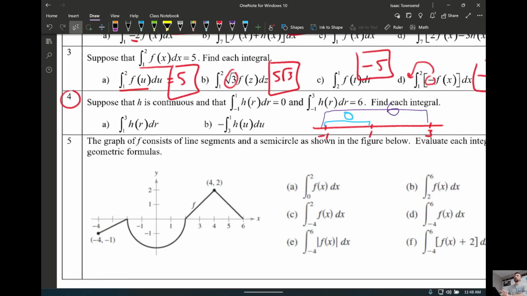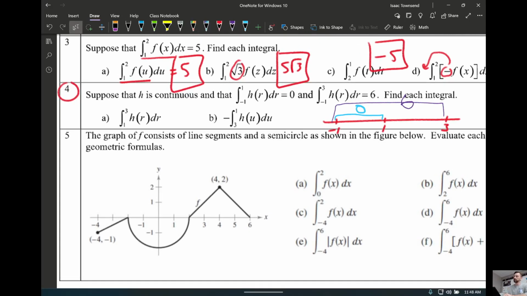Okay, so for these two, I tried to make a little bit of a visual to help you visualize this. If you know how much area there is from -1 to 1, that's 0. And you know how much area there is from -1 to 3. Sometimes making a little visual like this helps you figure out what you should be looking at. If this area is 0, but this whole thing is 6, then the area from 1 to 3 must be 6. That gives you a little bit of a visual to see how those things are comparing. You don't have to do that, of course, but I think it makes it a little bit easier.